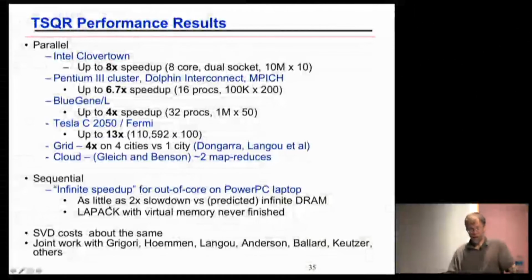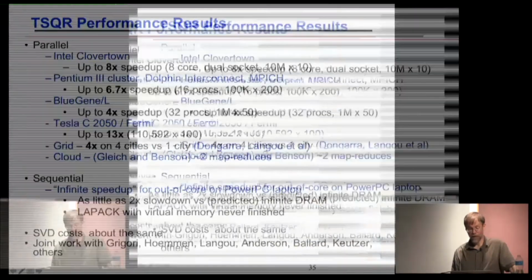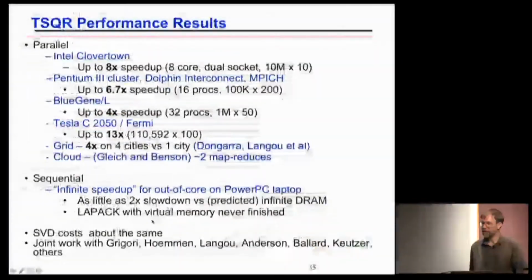And then when we ran the new algorithm, it was only 2 times slower than as though we had infinite DRAM. So even though it still had to go to disk, it only had to go to disk once. And it turned out it was just 2 times slower than infinite DRAM, and so that was a big speedup. And again, these would be the same speedups that you would see if you were doing the singular value decomposition on the same tall, skinny matrix.